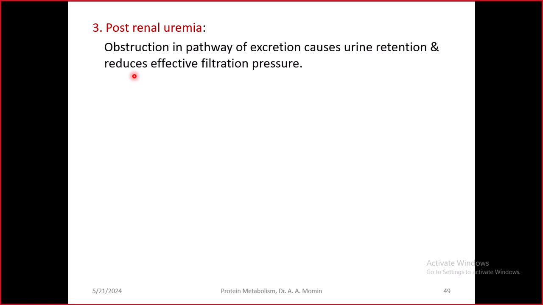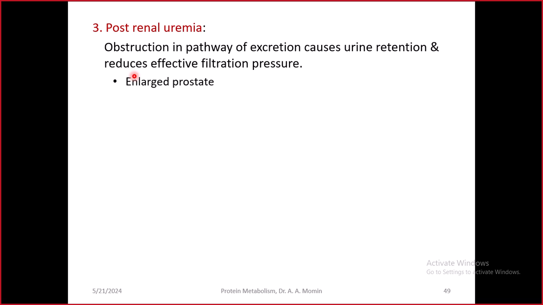Obstruction in the pathway of excretion causes urine retention and reduces effective filtration pressure. Once urea is filtered through the kidneys, it reaches the ureters, bladder and urethra. Any blockage in any of these, like kidney stones, ureter stones, or stones in the urethra, blocks the urine passage, leading to no excretion of urea. By backflow, the urea in the kidneys is not effectively filtered; rather it is accumulated in the blood, leading to uremia.